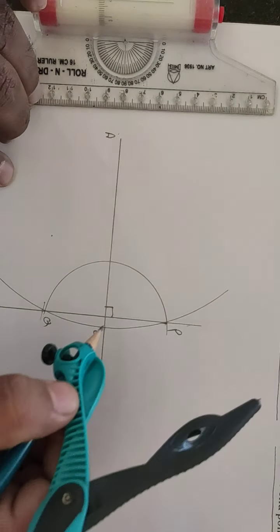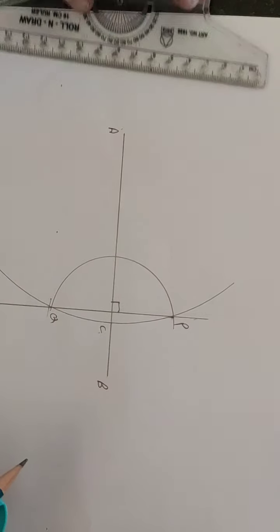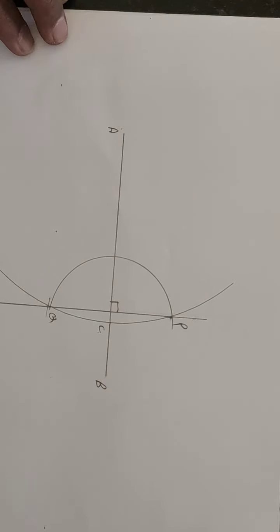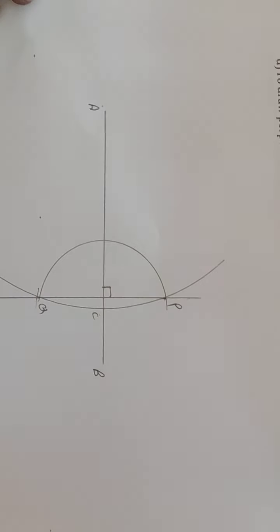We got a line PQ which is perpendicular to the line AB. If you measure the angle, this angle is a 90-degree angle. So we have drawn a perpendicular to a line from a point outside it and near to the end point. Now let's see the next condition.